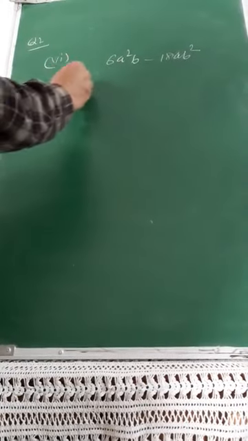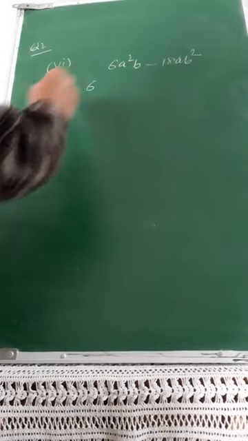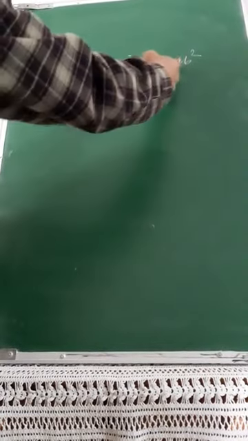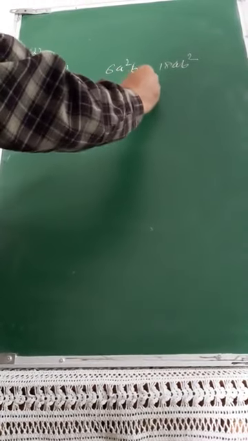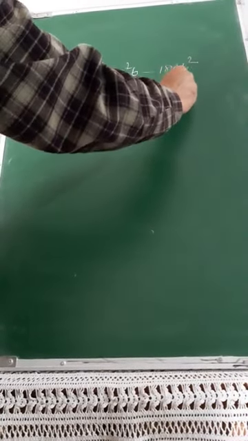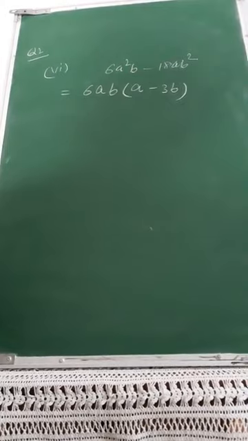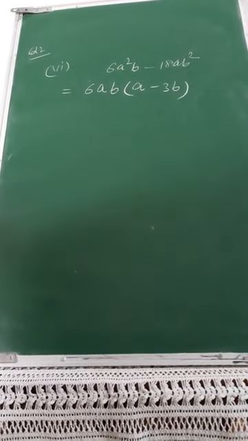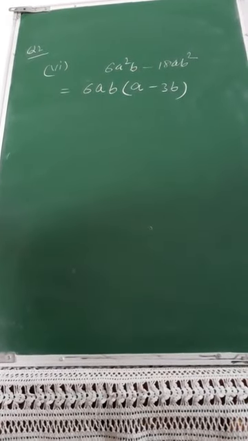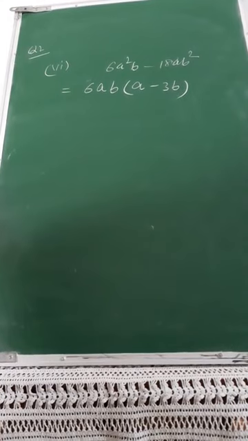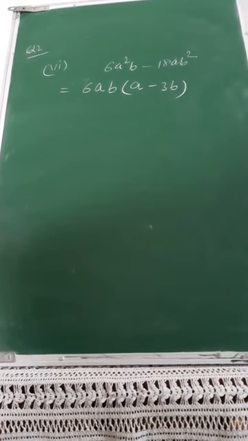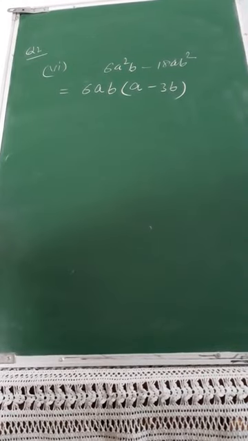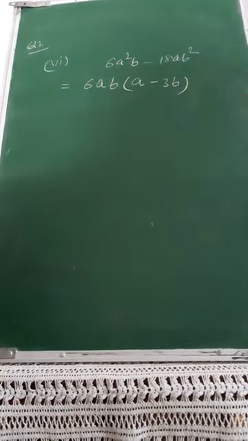So now here you see in 6 and 18, again 6 is the HCF. A square and a will be there. In b and b square, b will be there. So here you will be left with a only, and here you will be left with minus 3b only. So 6ab, when dividing 6a square b, the result will be a. 18ab square when divided by 6ab, 6 3s are 18, 3, a will go off, b square divided by b, you will be left with 3b only.